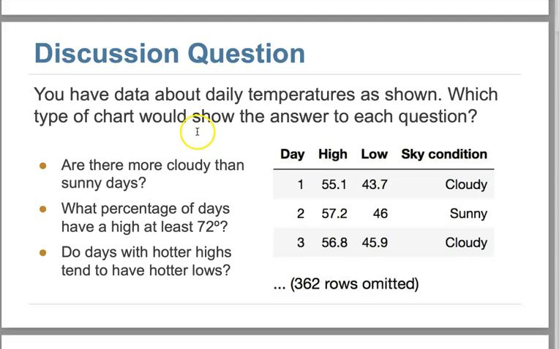So which type of chart would show the answer to each question here? You have 3 questions. Are there more cloudy than sunny days? What percent of the days have a high of at least 72 degrees? Do days with hotter highs tend to have hotter lows? So I want you to think about that. Pause the video to see the table and read the questions. Then we will talk about the answer.